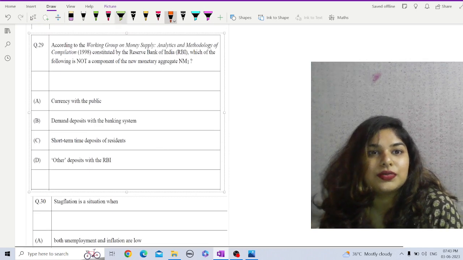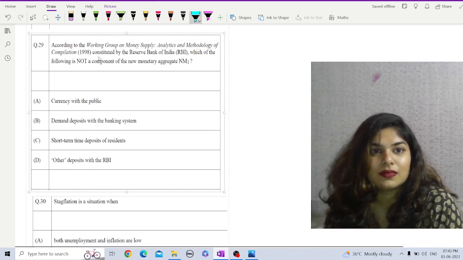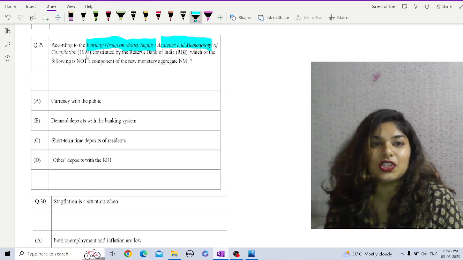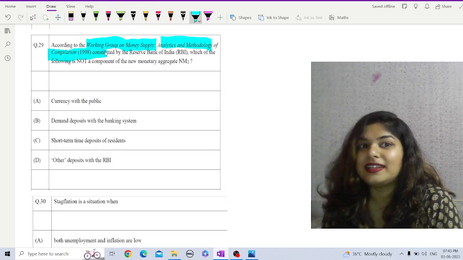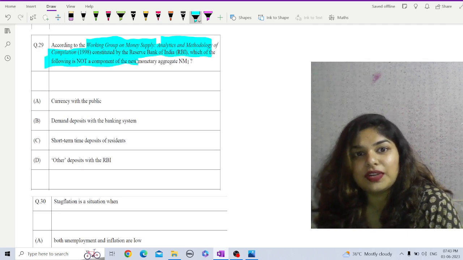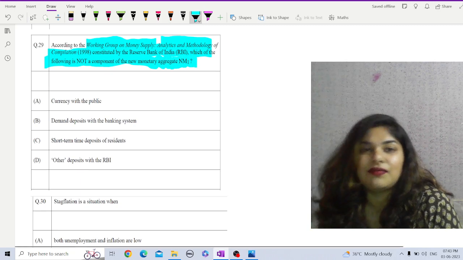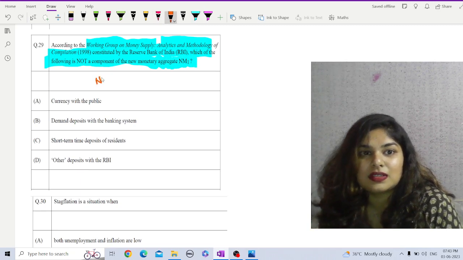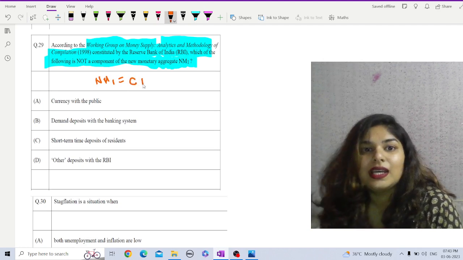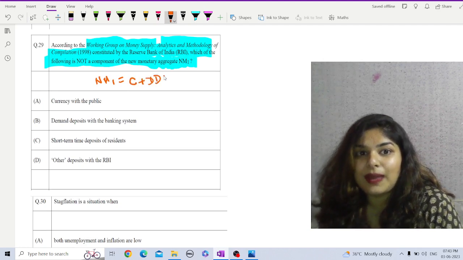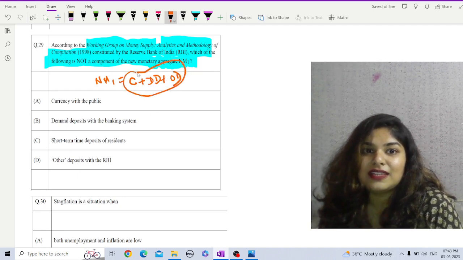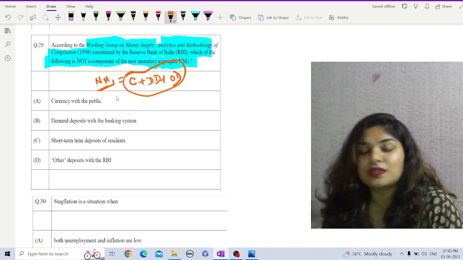So according to the Working Group on Money Supply: Analytics and Methodology of Compilation 1998, constituted by the RBI, which of the following is not a component of the new monetary aggregate NM1? So first of all, let us write down the components. NM1 is equal to, we know, currency with the public, plus demand deposits with banks, plus other deposits with RBI, right? Other than these, if there are any components, then that is definitely not a part of NM1.